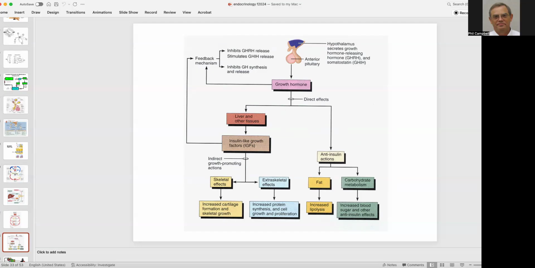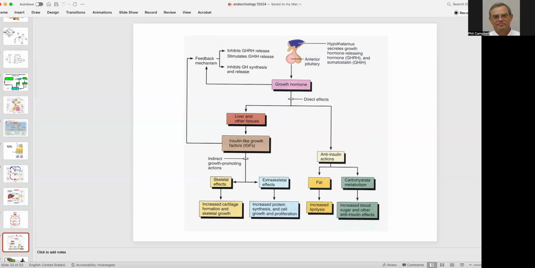Now, growth hormone has two effects. Number one, it goes to the liver, where it will induce the secretion of a new hormone called insulin-like growth factor. All right. And it can also go to other tissues. And putting things in historical context, in 1972, it was thought that growth hormone did not have direct effects outside of the liver.